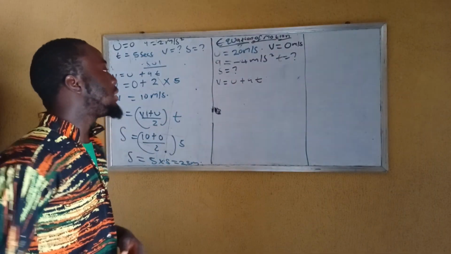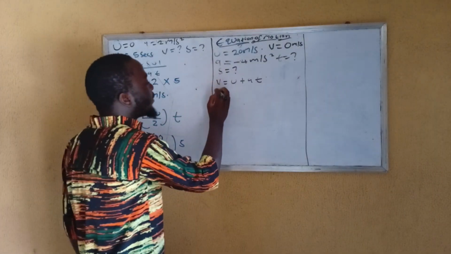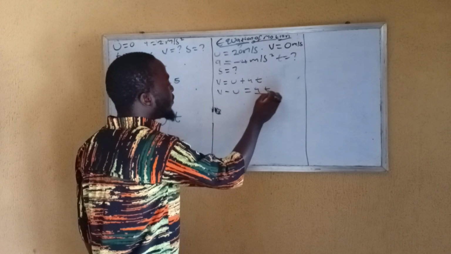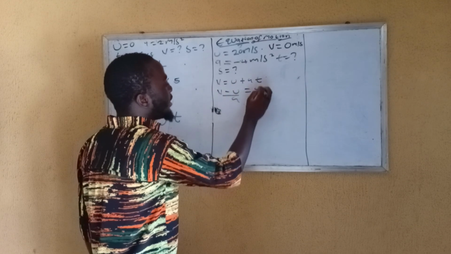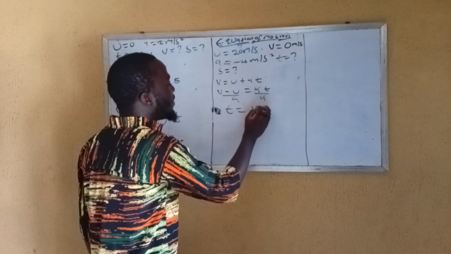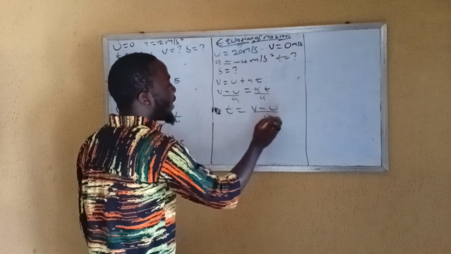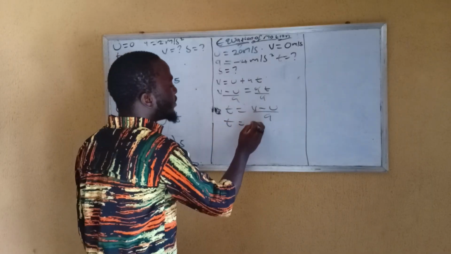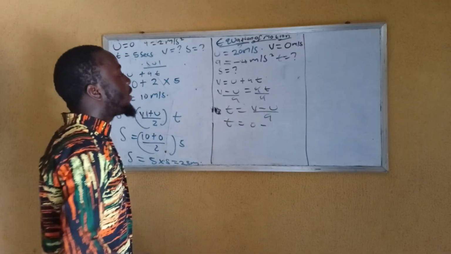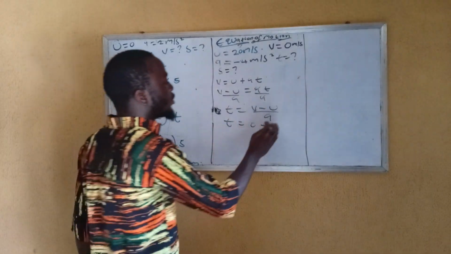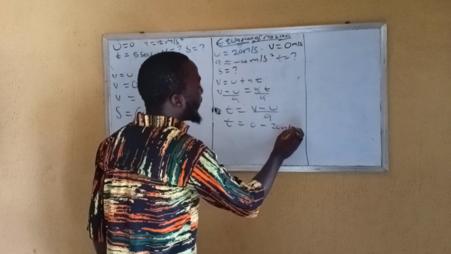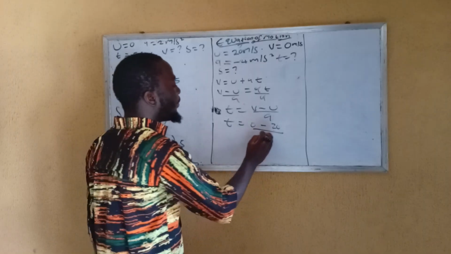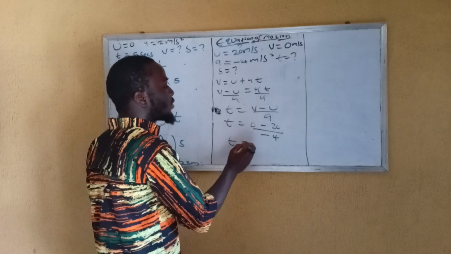So let me make t the subject of the formula. I can collect like terms: v minus u is equal to at over a, over a. Then t is equal to v minus u all over a. Are you getting me? Then we can say t is equal to our v, which is 0, minus our u, which is 20 meters per second, over our a, which is minus 4.